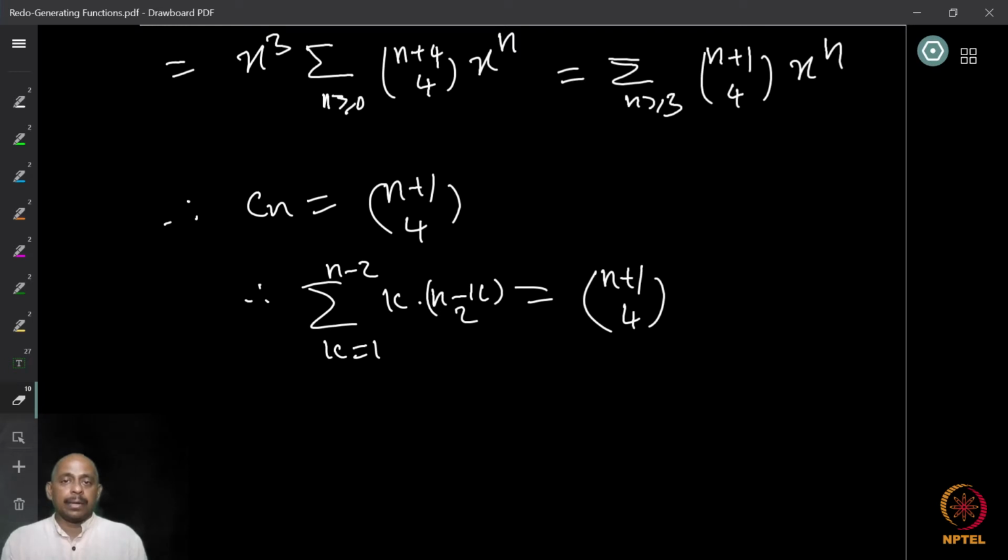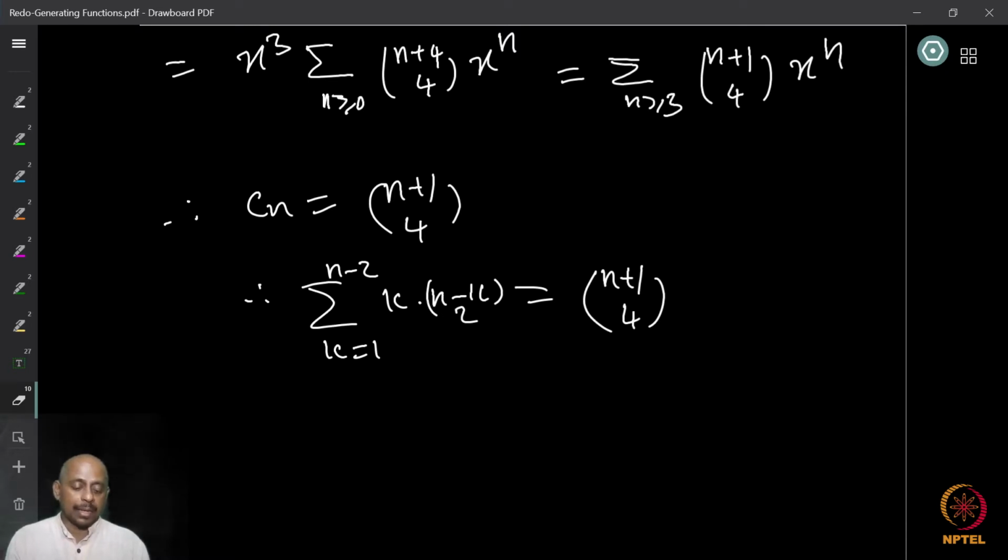And therefore I take the x cubed inside this. I can write it as summation n greater than 3, because from 0 I shift by 3, and therefore n plus 4 becomes n plus 1. So n becomes n plus 3. So therefore n plus 1 choose 4 times x raised to n. So therefore the coefficient of x raised to n is n plus 1 choose 4, and therefore I have a formula for Cn, which is n plus 1 choose 4. So summation k equal to 1 to n minus 2 of k times n minus k choose 2 is equal to n plus 1 choose 4.